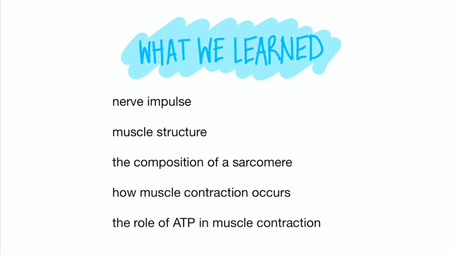Here's a summary of everything we learned in this video. In this video, we learned about nerve impulse, muscle structure, the composition of a sarcomere, how muscle contraction occurs, and the role of ATP in muscle contraction. And that is all for the sliding muscle filament theory.